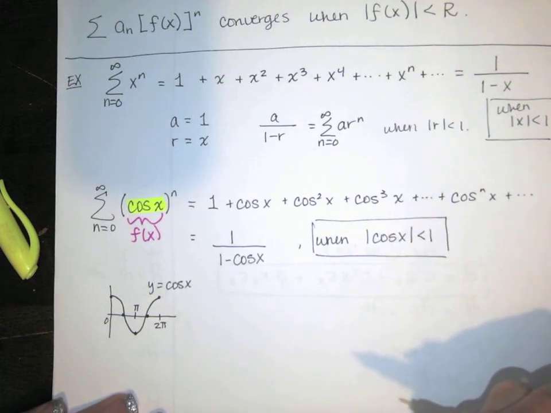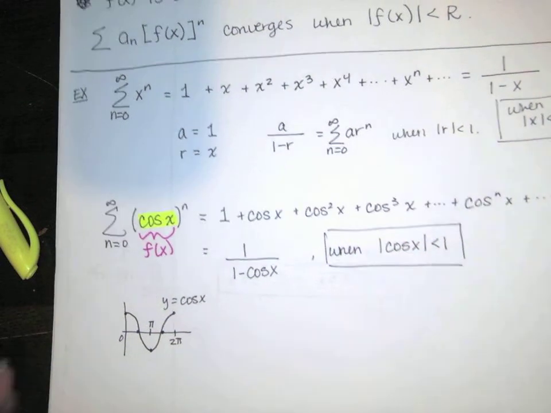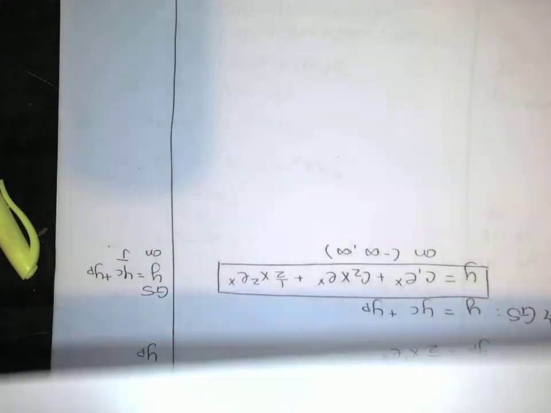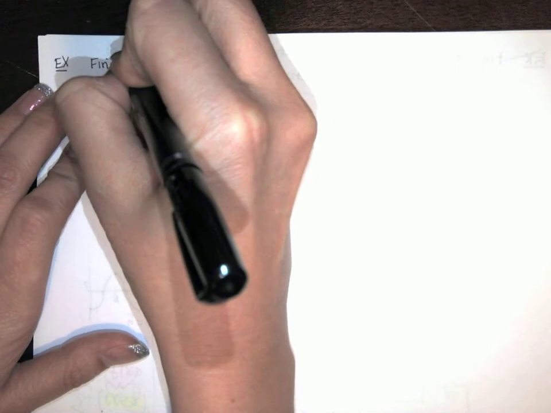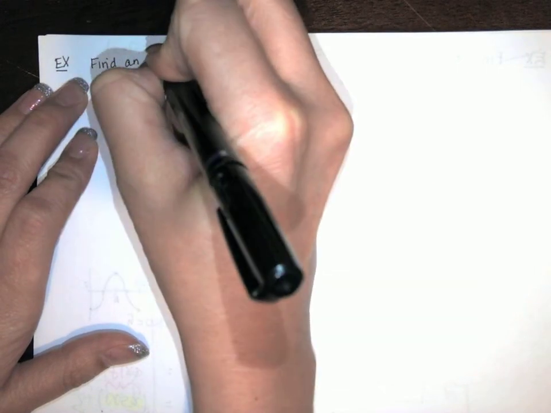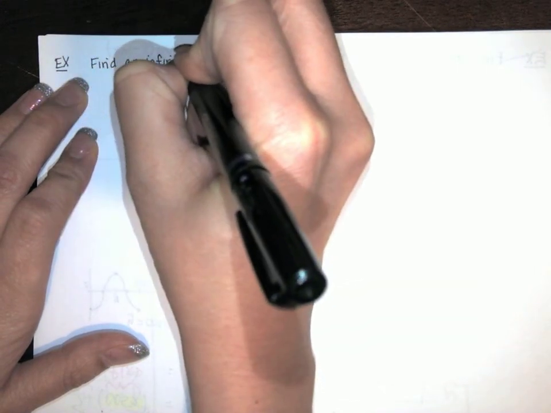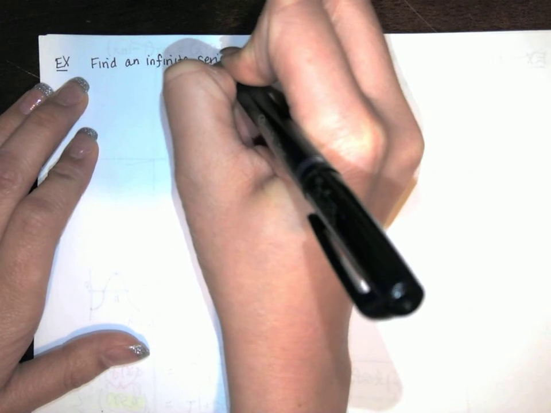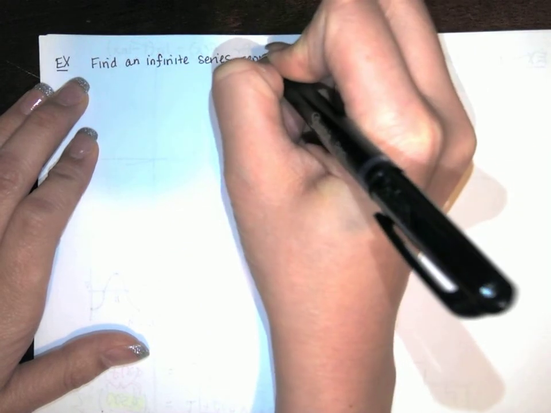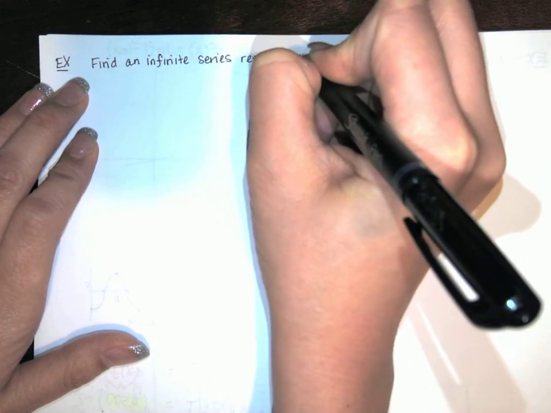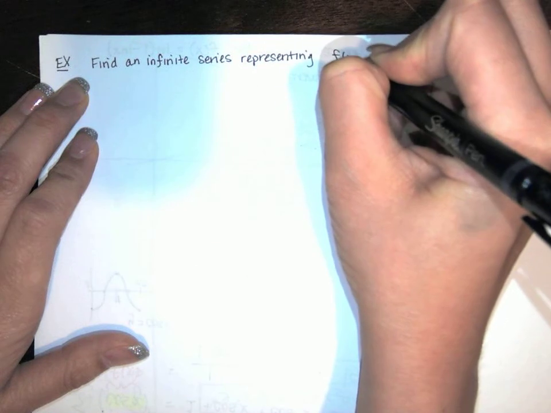And it's actually pretty simple. Let's do one more example like this. Let's see if I've got room on this other page. Yep, got some area to spare. So let's say you've got a function like this, and somebody asks you to find an infinite series representation, or find an infinite series representing this function.